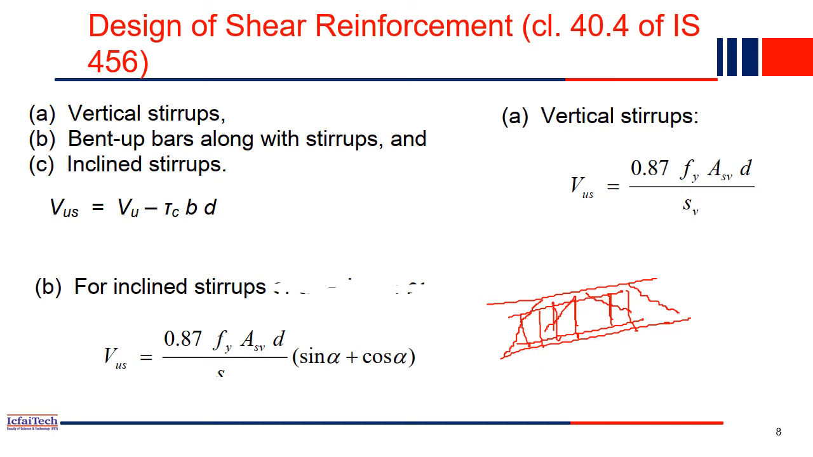Inclined stirrups means you can provide stirrups that are inclined, not vertical. We can provide the inclined stirrups so that they take care of some of the forces. So this is another way, inclined stirrups. And another option is bent up bars.